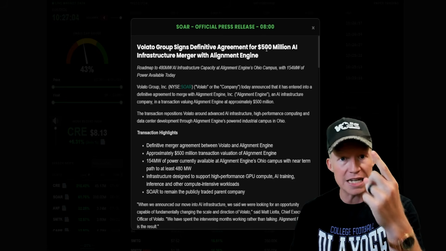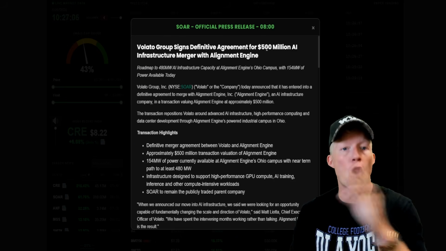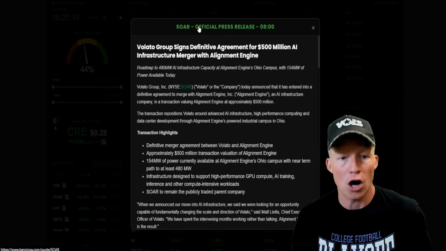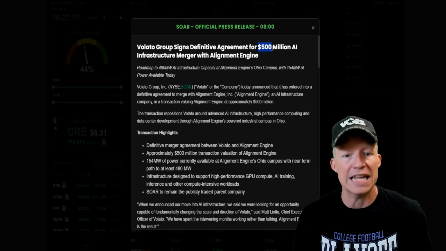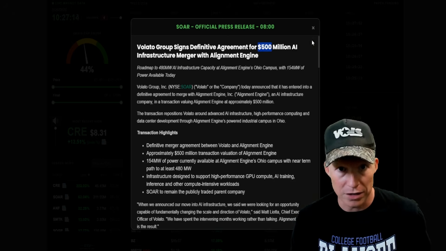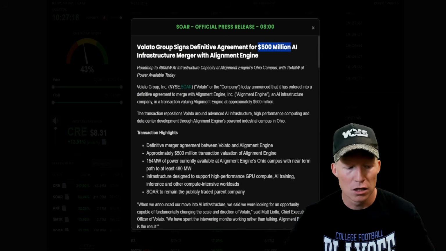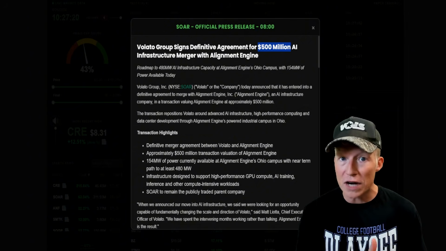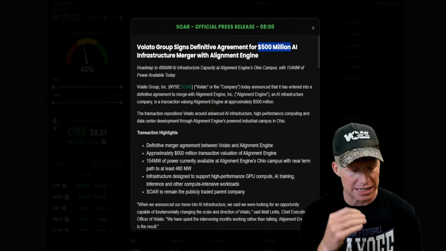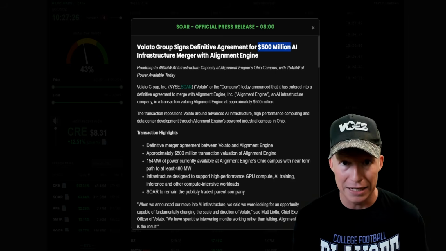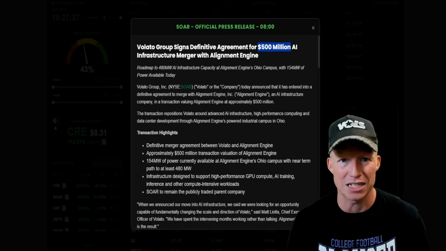Well, I have a couple of things that I look for in my news headlines. The first is something that I am always looking for, and that is included here in the SOAR press release, and that is large dollar amounts, $500 million. That is immediate, real material proof. Hey, there is like real money, real reasoning behind this news for the stock to be going higher.